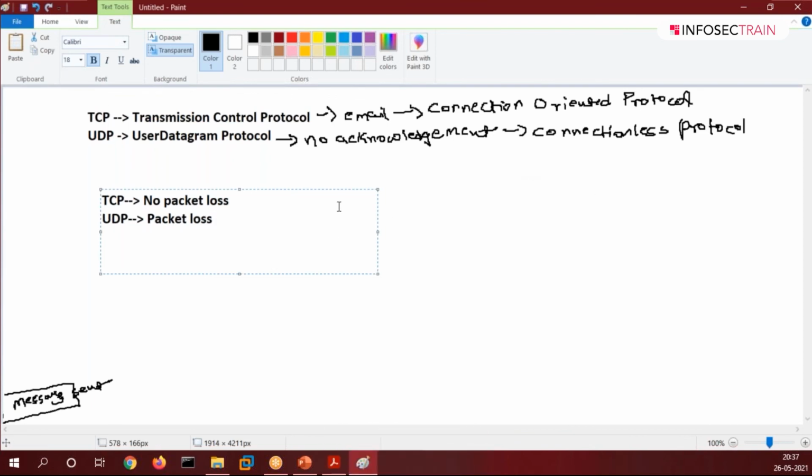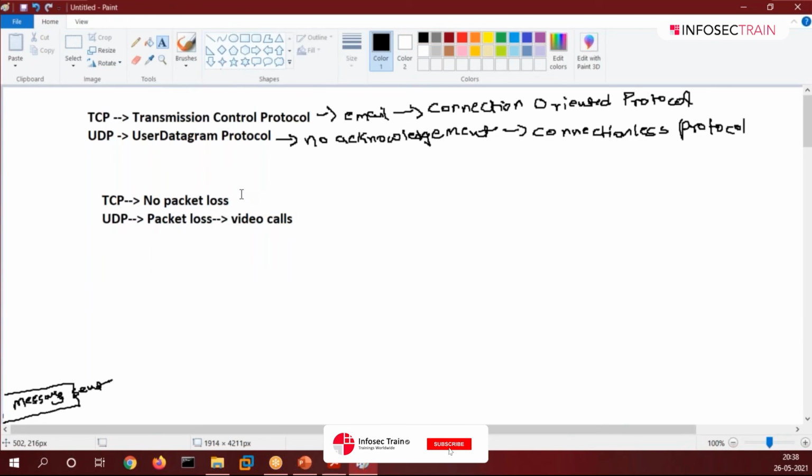The best example for UDP is our video calls. What happens in a video call? When you are FaceTiming someone, sometimes due to network errors we are not able to hear the whole voice, or sometimes the video gets paused. That is UDP. It does not give you an acknowledgement, and it does not guarantee no packet loss. But why do we use UDP? Because in video calls, if we were using TCP, every frame would get an acknowledgement and the communication would not be good. So that's why we use UDP.